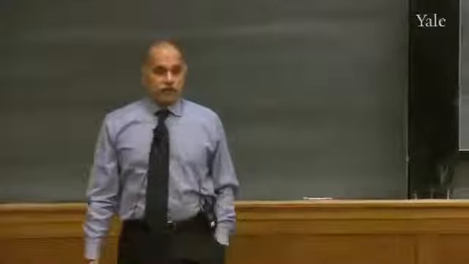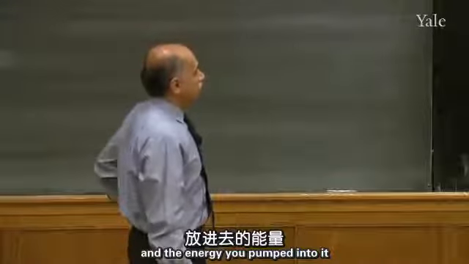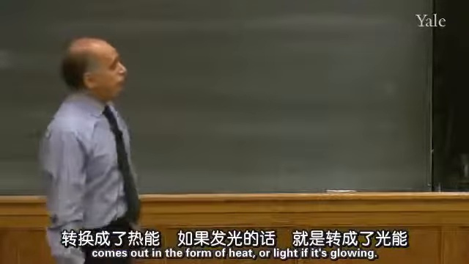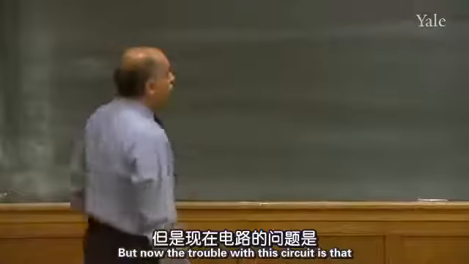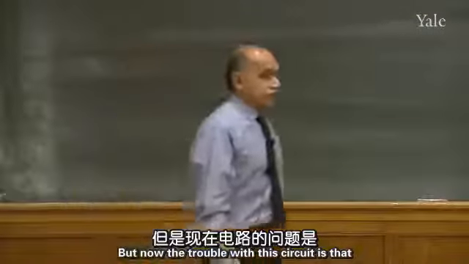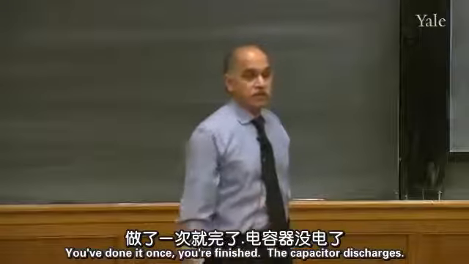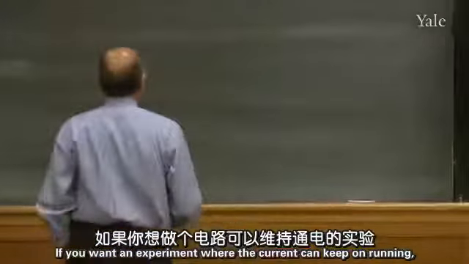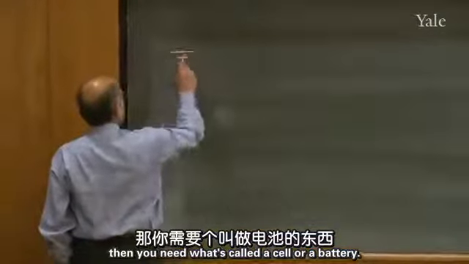You follow that, the capacitor discharges through the resistor, and the energy you pumped into it comes out in the form of heat or light if it's glowing. And we have seen the balance of energy. But now the trouble with this circuit is that it doesn't last very long. You've done it once, you're finished. Capacitor discharges.